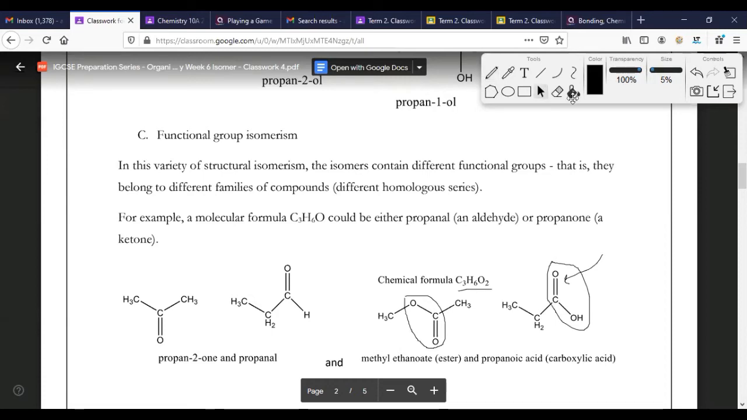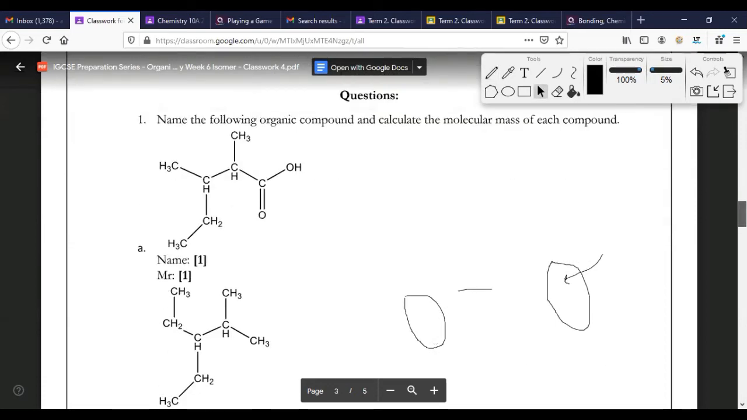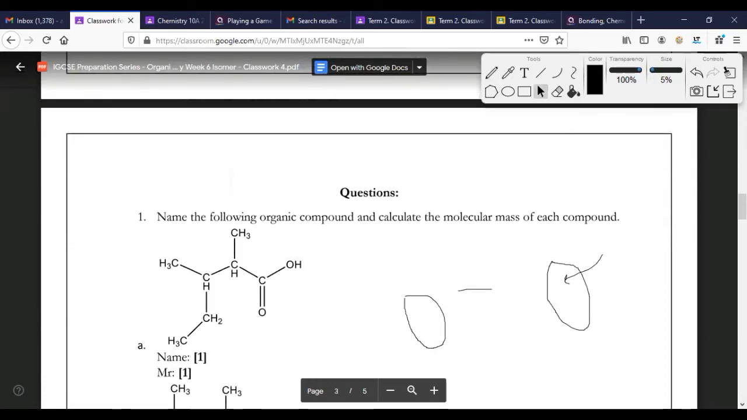Okay, let's see the question here. For the first question here, you are going to name the compound. If you are going to name the compound, there are three steps that you need to follow. Number one is identify the longest chain. That's what you need to do. Identify the longest chain.